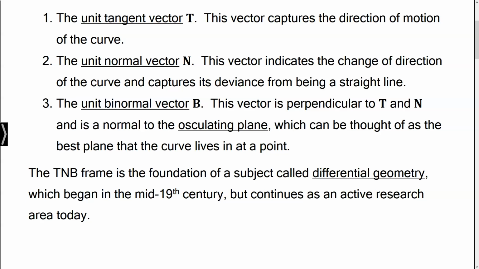Now, since T and N, the unit tangent and the unit normal, are already unit vectors, when you cross T cross N, you automatically get a unit vector.